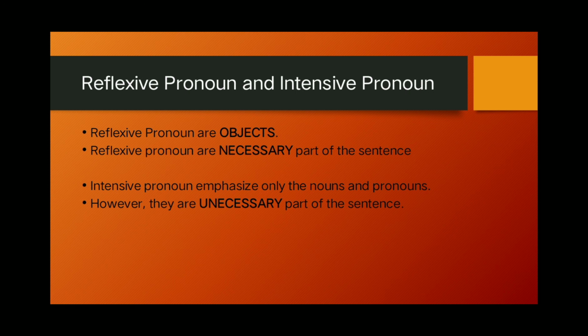Okay, so just to wrap up, reflexive pronouns are objects, and reflexive pronouns are a necessary or important part of the sentence, while the intensive pronoun emphasizes only the nouns and pronouns, and it is not a necessary part of the sentence.